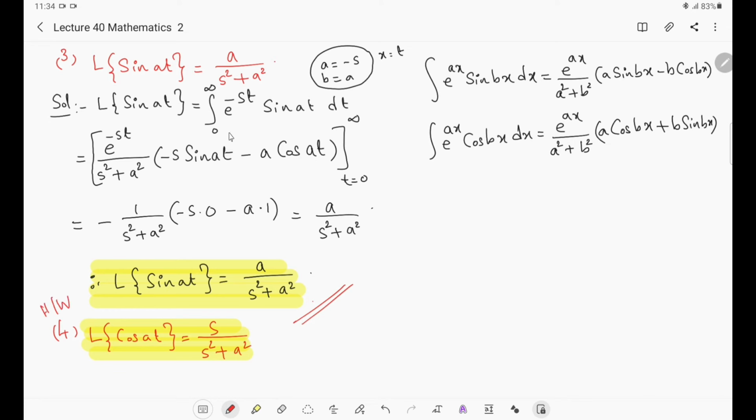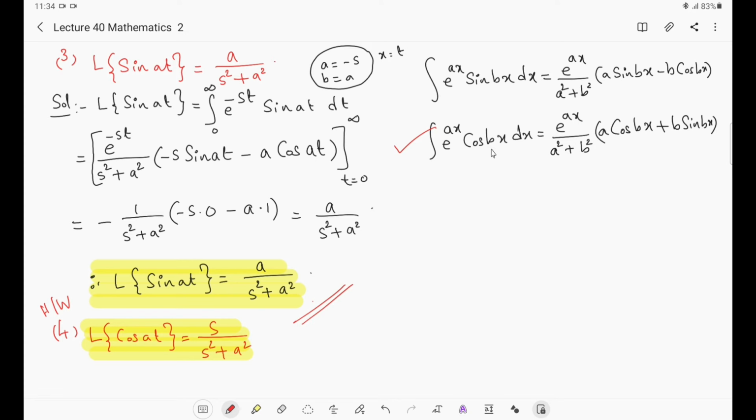You can solve this. As we are having here e^(-st) sin at, in this problem we will be having e^(-st) cos at, of the form e^(ax) cos bx. So you have to use this formula for solving this question. Take that as homework. Now we will see the fifth one.